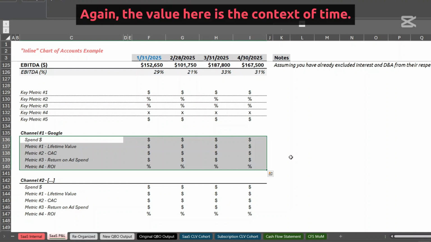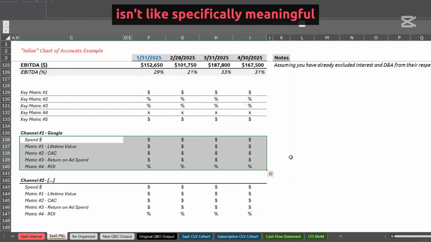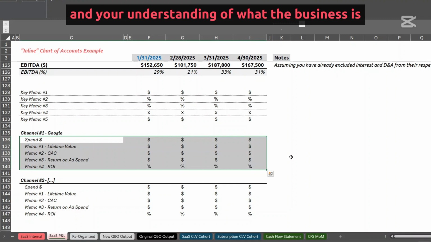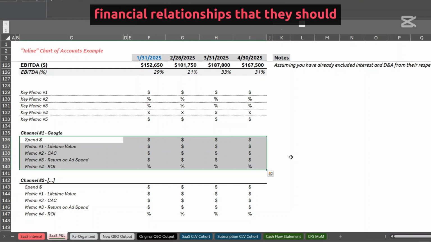Again, the value here is the context of time. Looking at any one of these particular metrics isn't specifically meaningful, but it's the context of time and your understanding of what the business is, what the initiatives within your business are trying to do, and really understanding if those initiatives are producing the numbers and ratios and different kinds of financial relationships that they should within your business.